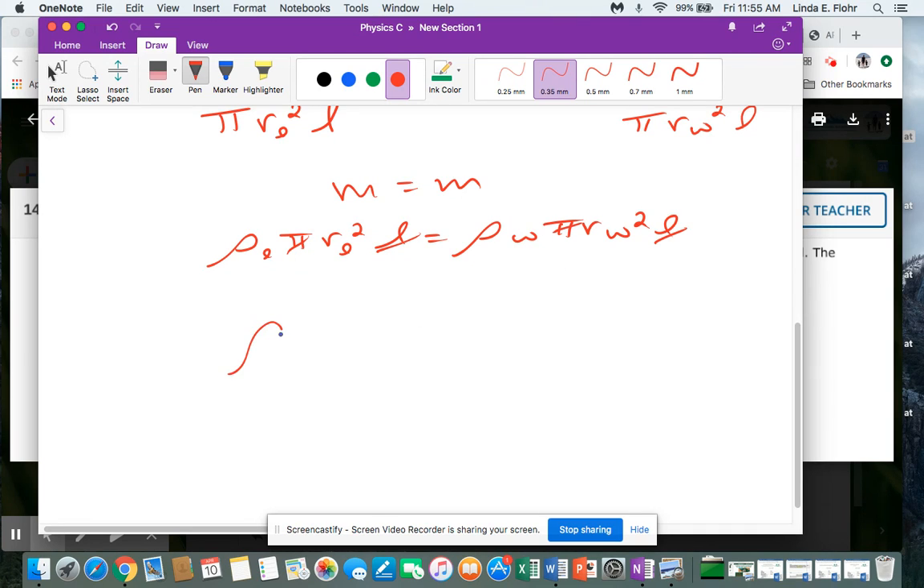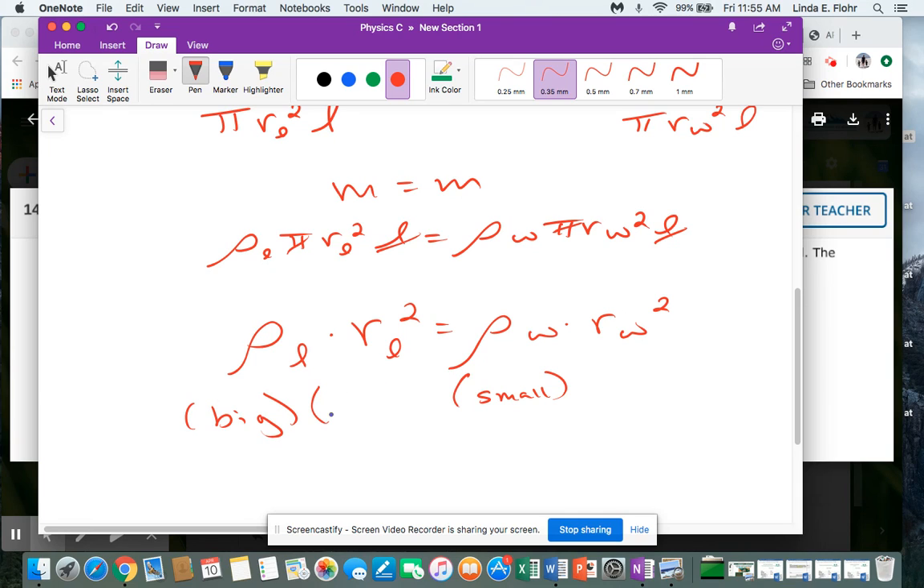And so I get the density of lead times the radius of the lead disc squared is equal to the density of the wood times the radius of the wood squared. Well, if the density of the wood is small relative to the density of lead, then if these two expressions are equal, that means the radius of the lead cylinder would have to be small, and the radius of this one would have to be big.